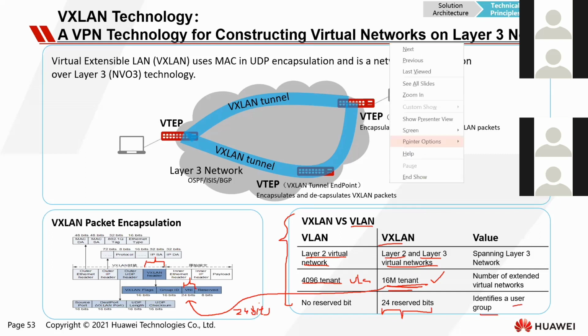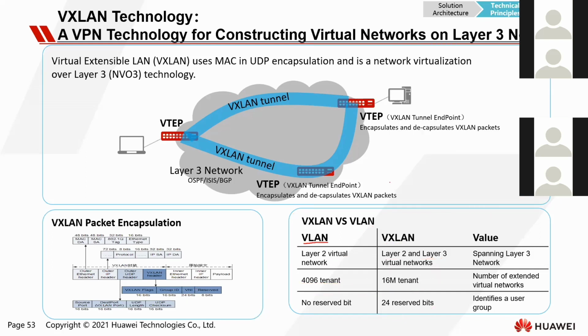In traditional VLAN, when we have a lot of users, we are not able to separate them into different user groups. For example, a security group, or maybe another group for operation and maintenance. In traditional VLAN, we are not able to separate them into different groups. However, by using VXLAN, now we are able to identify the user based on user group.